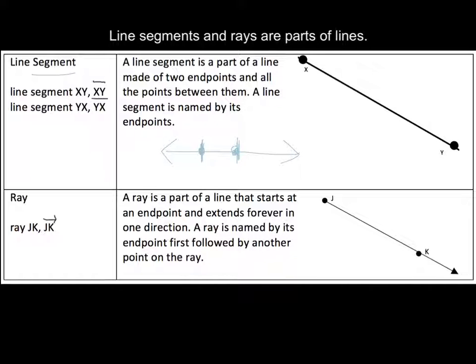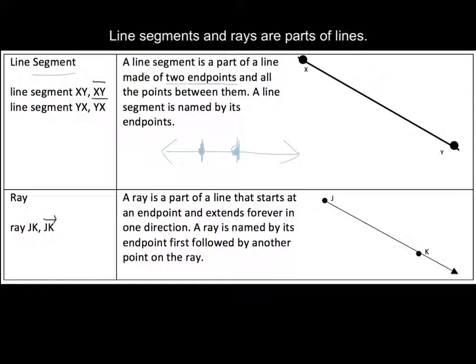A line segment is a part of a line made of two endpoints and all the points between them. So we could put lots of points between these. In this case there are not any points in between, but we could if we wanted to. A line segment is named by its endpoints.